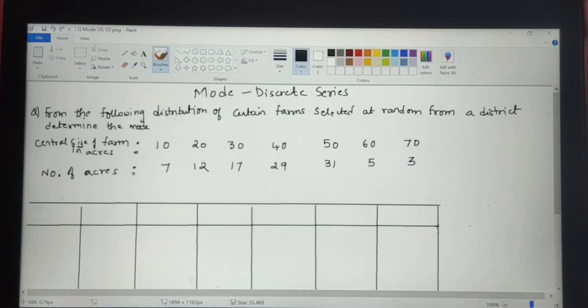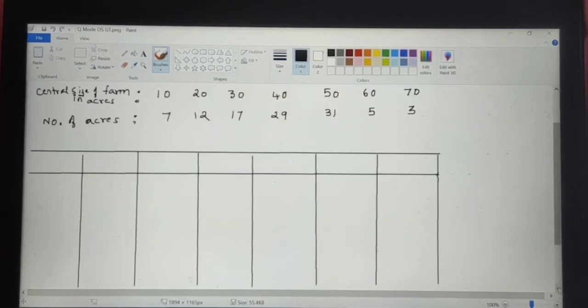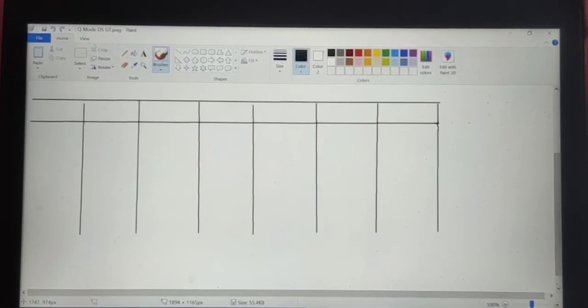So here let's look into the question. From the following distribution of certain farms selected at random from a district, determine the mode. The central size of the farm in acres and number of acres are given. So we have been given the X column and the F column values. Now let's write the values inside the table.